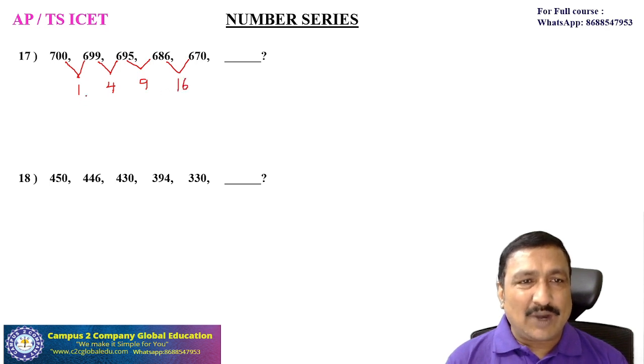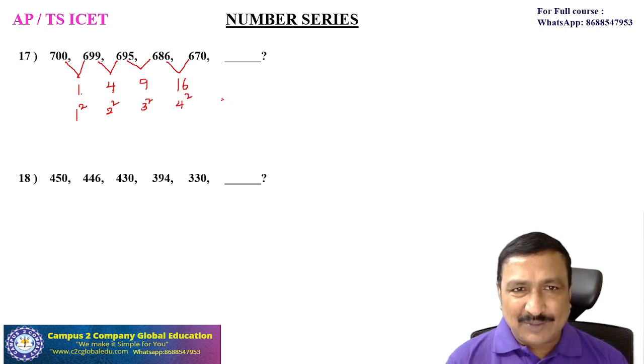So if you look at 1, 4, 9, 16, these are the squares of natural numbers. 1 can be written as 1 square, 4 can be written as 2 square, 9 can be written as 3 square, 16 can be written as 4 square. Okay now friends, so the next number should be decreased by 5 square. 5 square is nothing but 25.